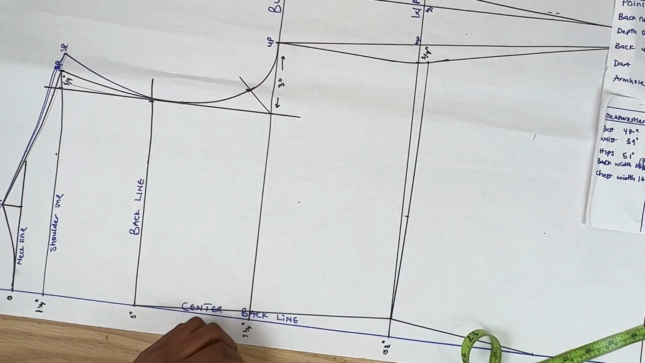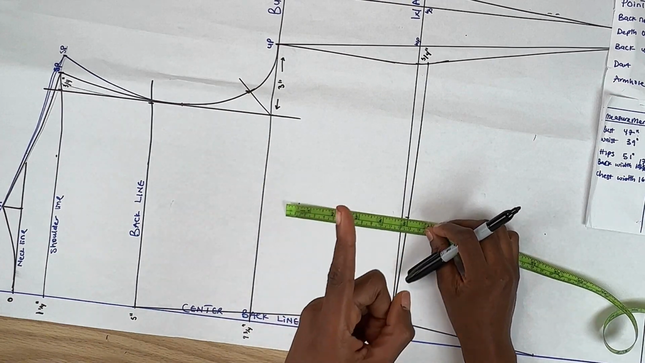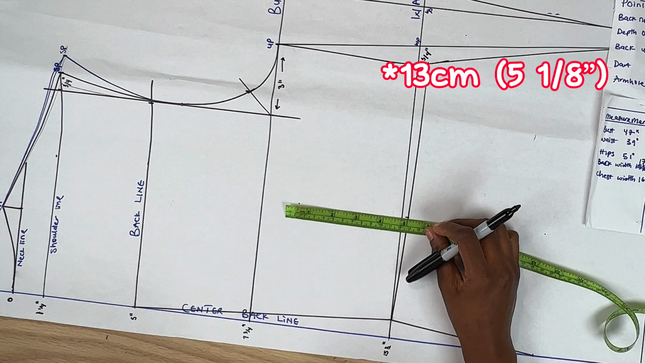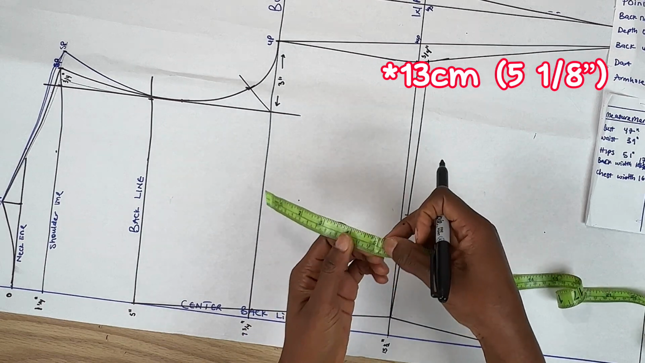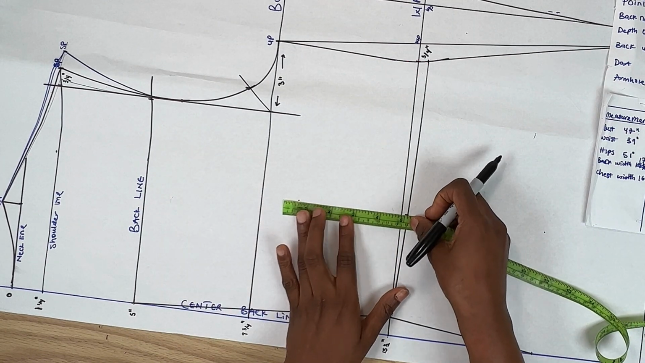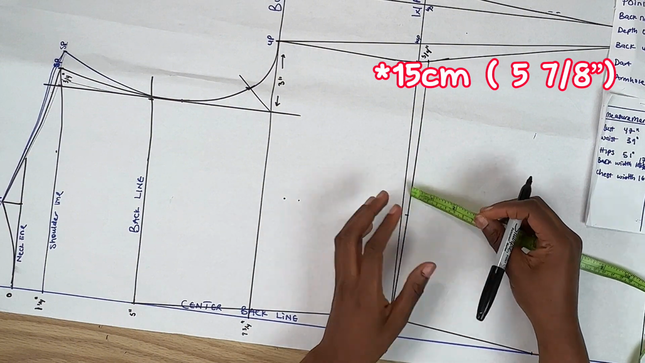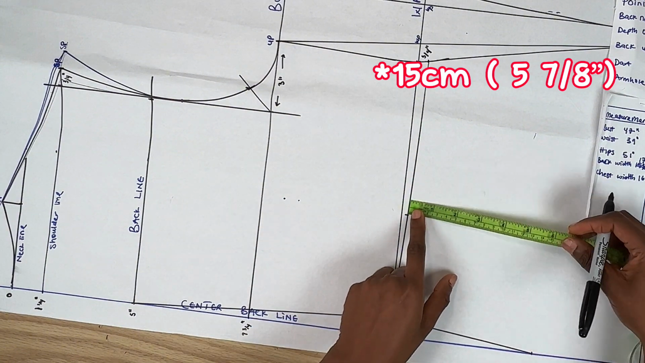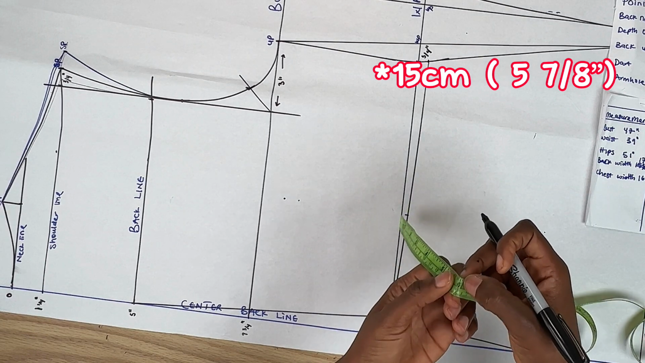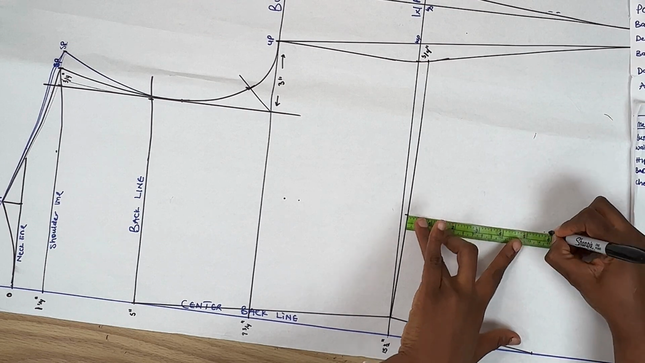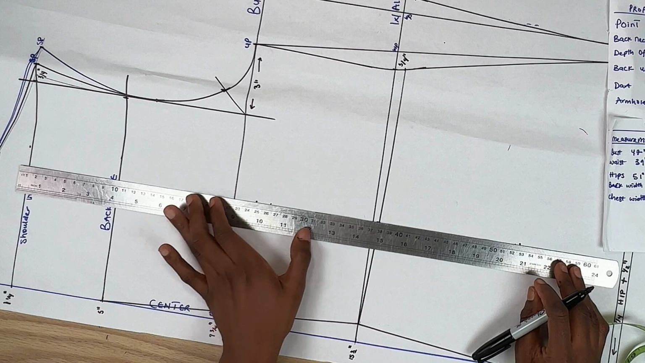Okay, next I'm going to mark the length of the dart above the waistline. So above the waistline, for the front I use 12 cm, but for the back I'm going to use 13 cm. 13 cm is about, I'll note that point right here, and then 15 cm below the waist. So 15 cm is about slightly before 6. And then I'll note that point here. So we're going to connect the center line first.